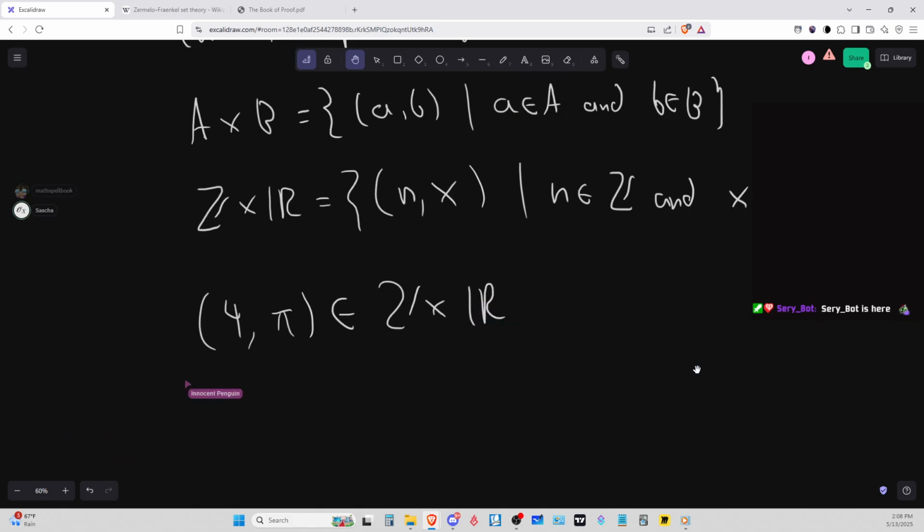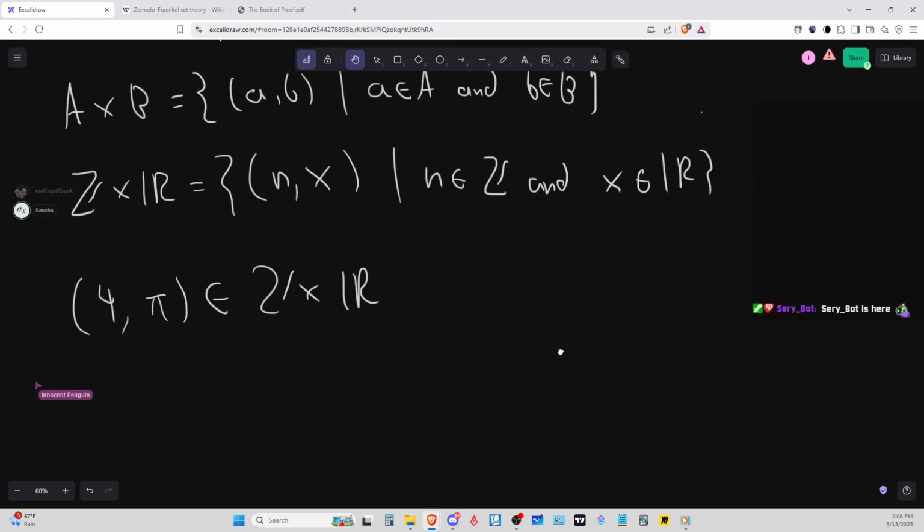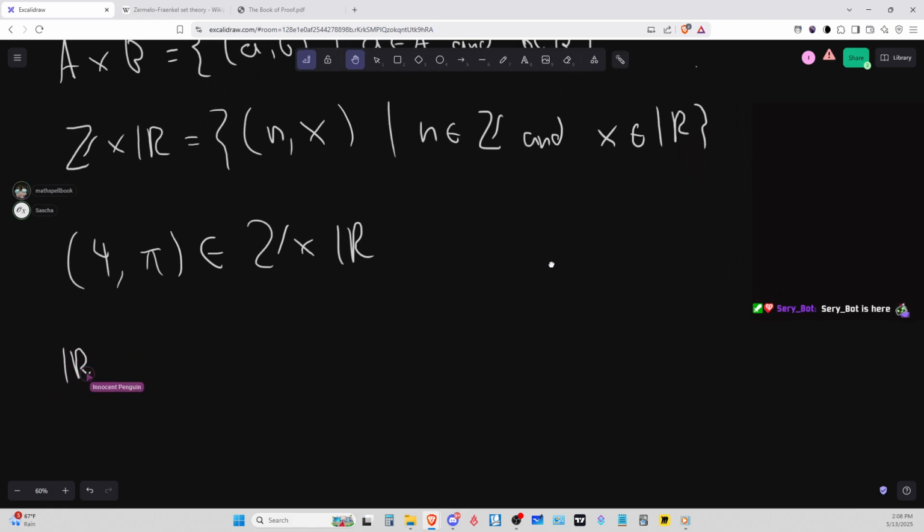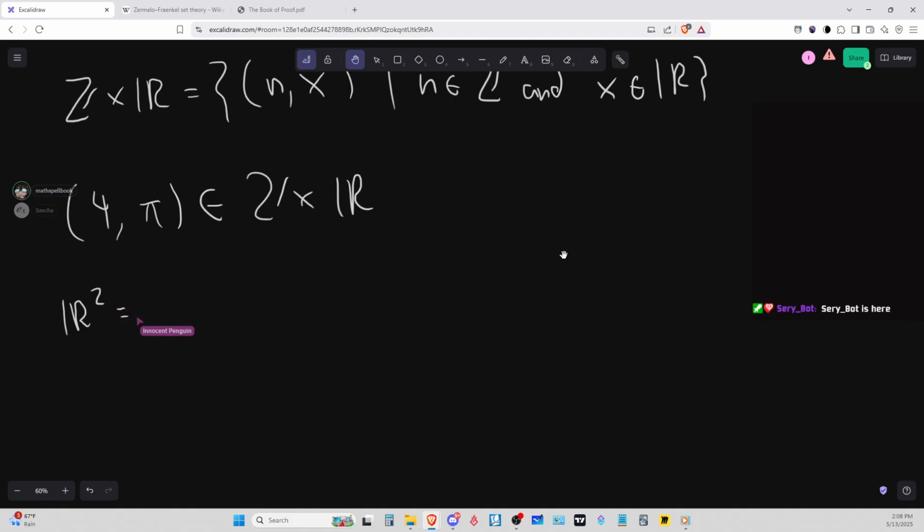And you also have abbreviations. For example, you have probably seen many times people talk about R2, right? This is just a short notation for R times R. So this is the ordered pairs of real numbers.